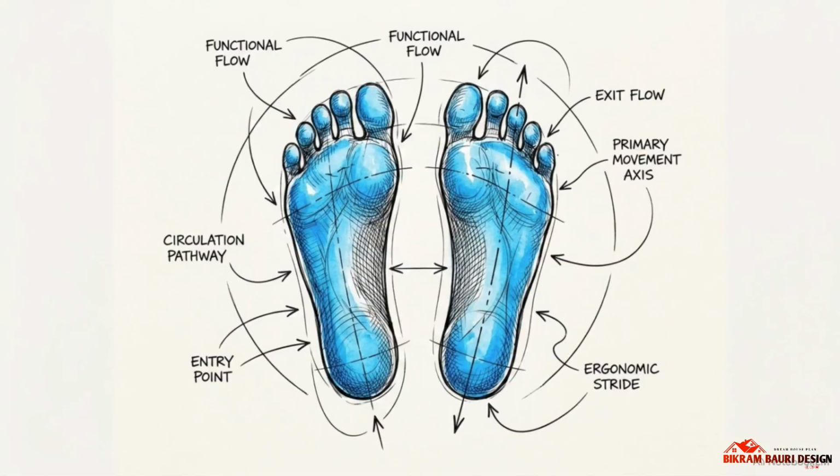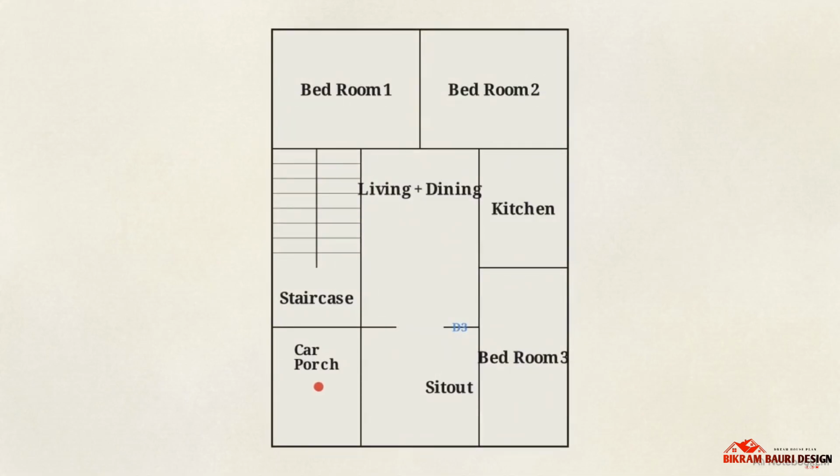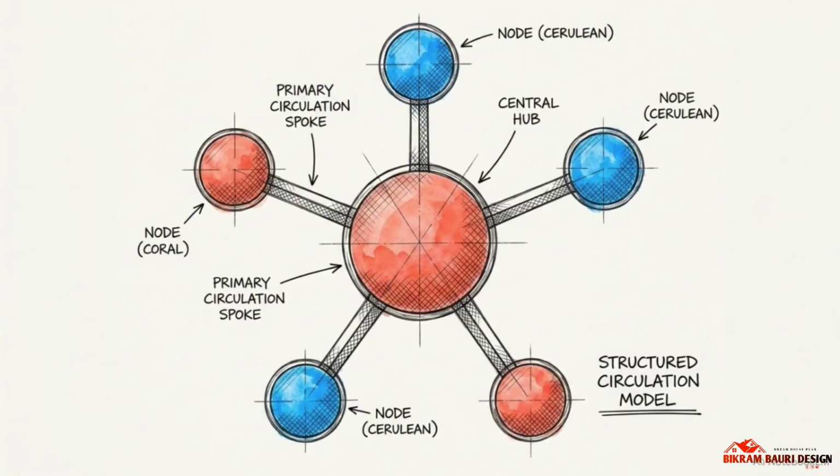The next layer of the spatial problem is circulation. This is the invisible bloodstream of architecture that dictates how humans move through these two-dimensional lines. Tracing the entry sequence, movement filters from the carporch through the sit-out buffer, crossing door D3 to terminate in the center of the living space. From that central point, direct paths branch outward to the bedrooms, the kitchen, and the stairs. This relies on a highly structured hub-and-spoke circulation model.